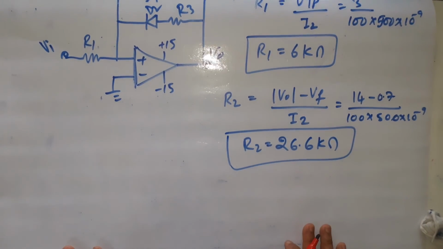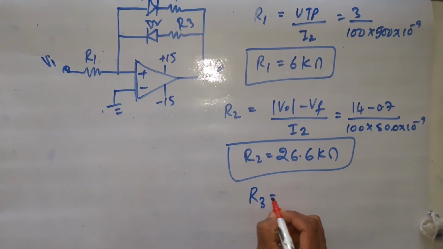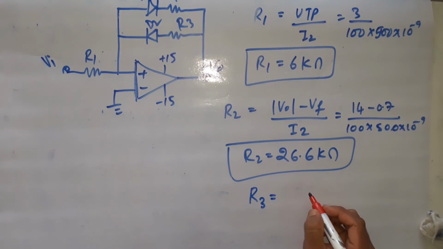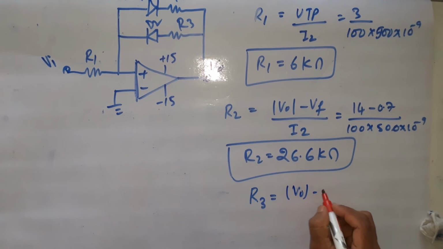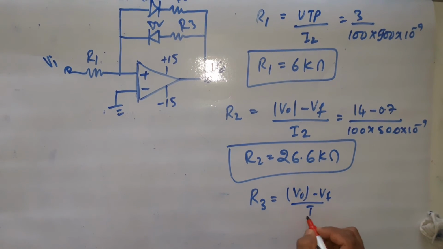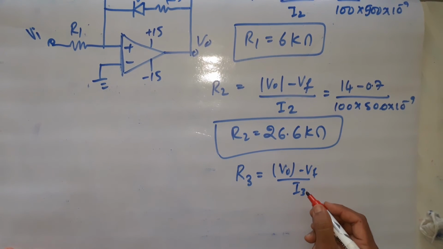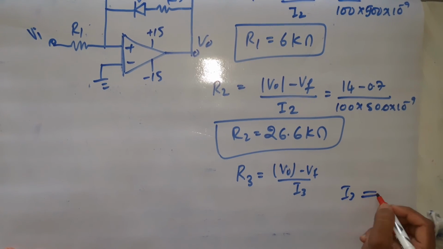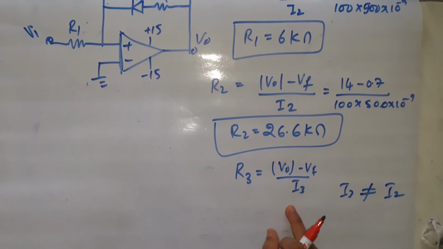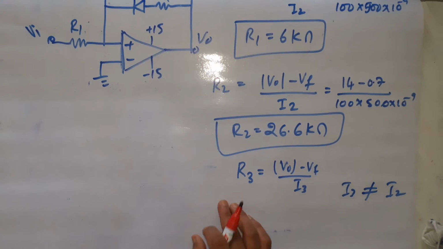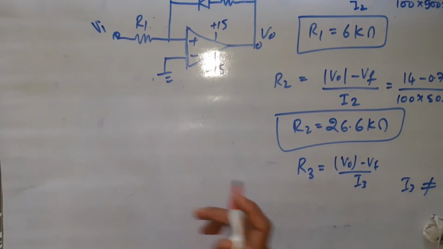26.6 kilo ohm. Now how will you get R3? We have R3 equal to, what is the formula? V0 minus Vf divided by I3, right? This is the formula. But here we don't know I3. Here I3 is not equal to I2. Remember this. So first you need to get I3, then you can use this I3 and you can get R3. How will you get I3?